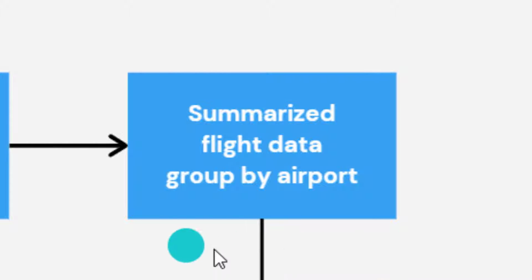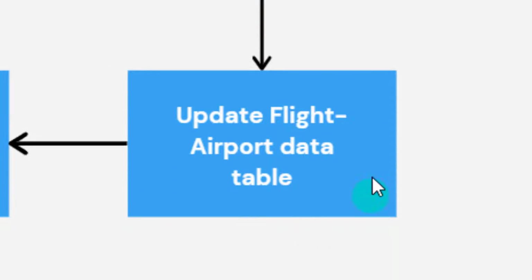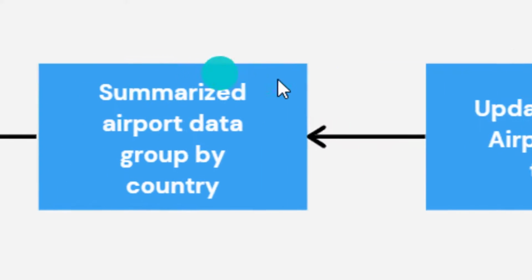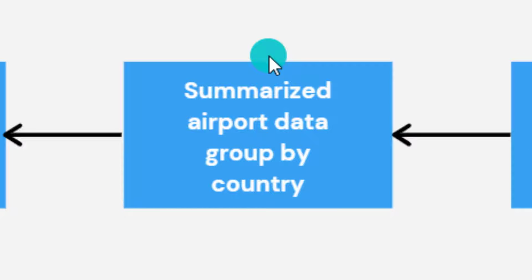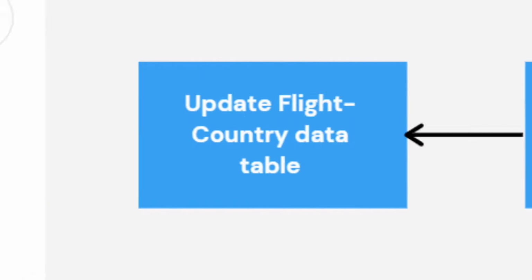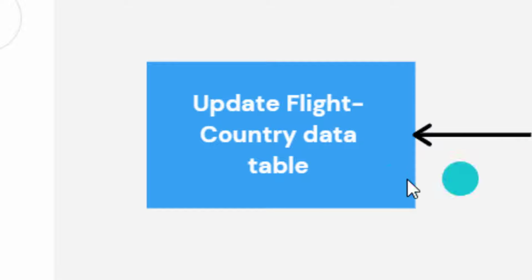After that, I will summarize the flight data by grouping by the airport of each flight and store it in another table named flight airport. And it will summarize again, this time using the country of the airport, and then store it in our table named flight country.